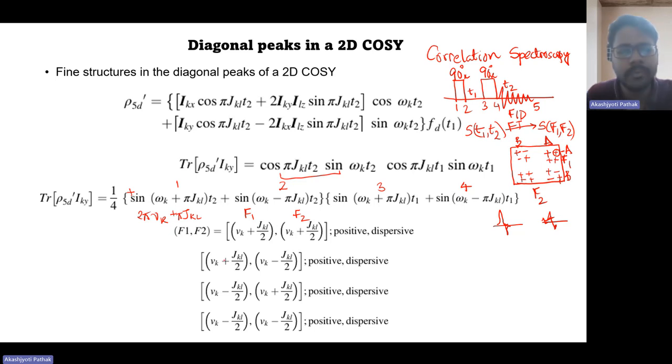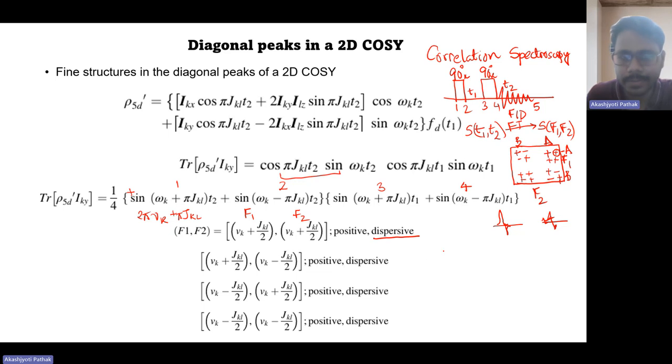Then moving to the second term, you will see nu k plus jkl by 2 and nu k minus jkl by 2, and you will have this second peak. And then this is the third peak, and this is the fourth peak. So why is it dispersive? If you see that all these are sine functions, a sine function always gives us a dispersive line shape.